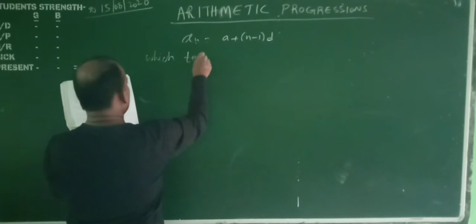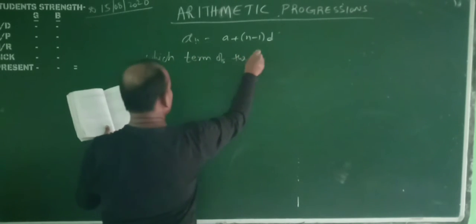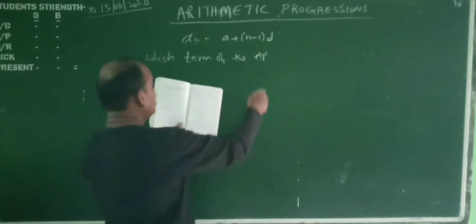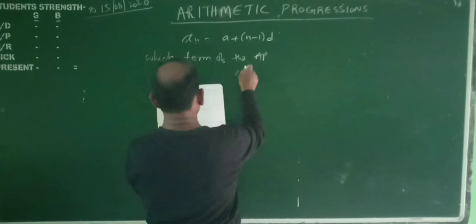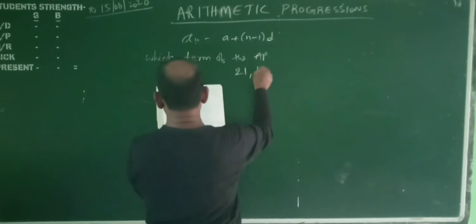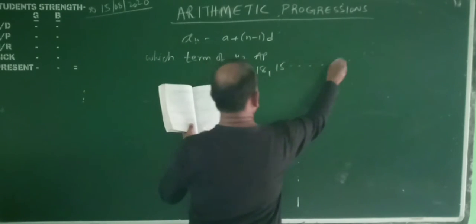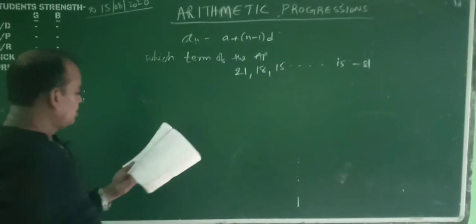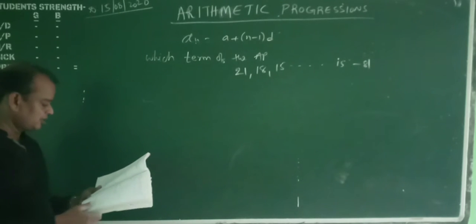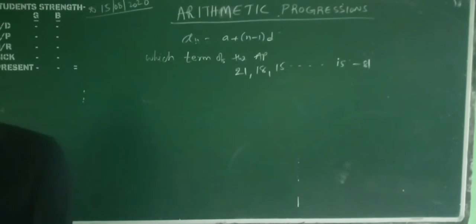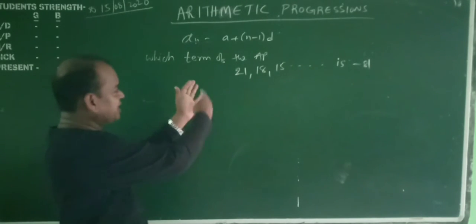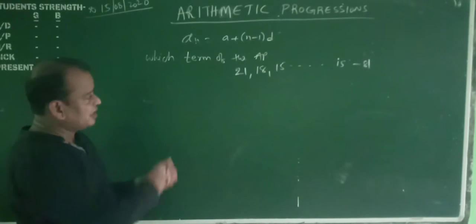Which term of the AP? You can find the N value. Which term of the AP means, in the series 21, 18, 15, and so on, which term is equal to minus 81? Okay, my dear students.